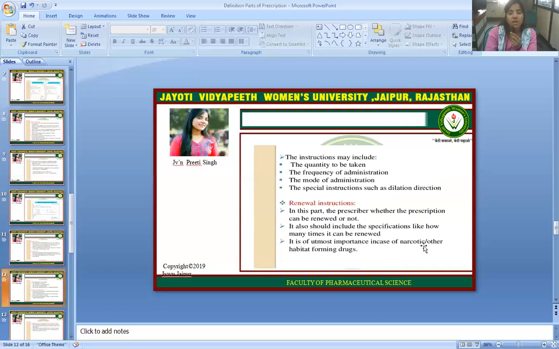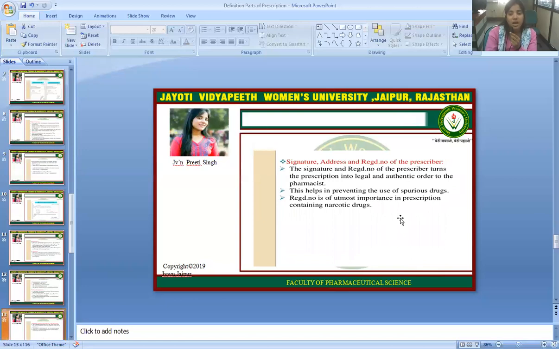The instructions may include the quantity to be taken and the frequency of administration, the mode of administration, and special instructions such as dilution and direction. Renewal instruction: in this part, the prescriber indicates whether the prescription can be renewed or not. It should also include specifications like how many times it can be renewed. It is of utmost importance in the case of narcotic and other habit-forming drugs.